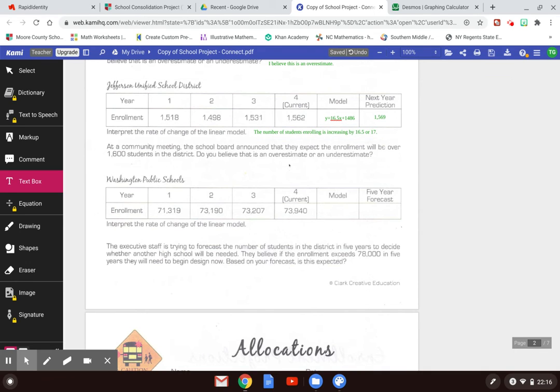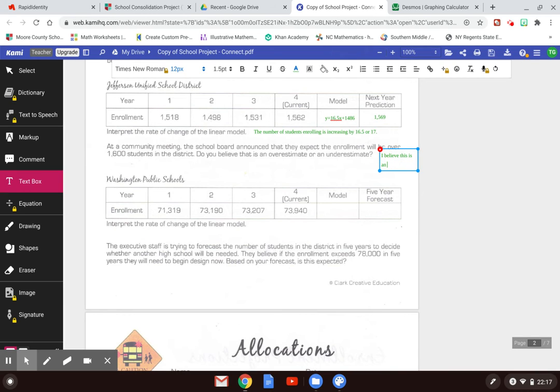Okay, so it says here, at a community meeting, the school board announced that they expect the enrollment will be over 1,600 students in the district. Do you believe that is an overestimate or an underestimate? Okay, so you would just type again, what do you believe? Okay, so I believe this is an overestimate.